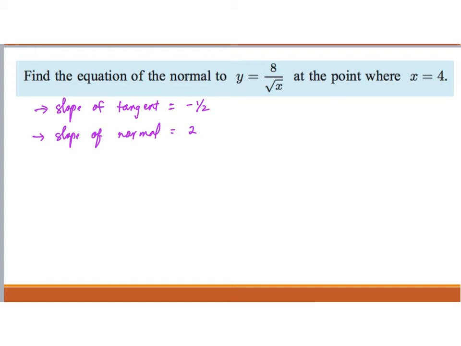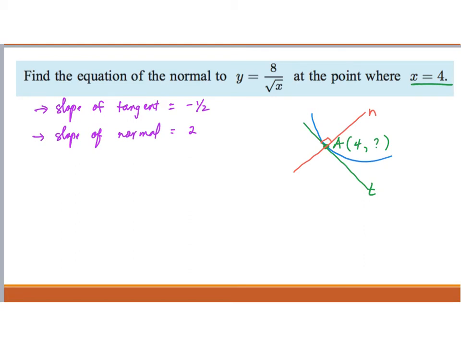So what we have now is, if this is the curve, and suppose this is the tangent line, and the point of tangency, we call it A, and the x-coordinate of A is 4. We don't know the y-coordinate. We know that the slope of t is negative 1/2. And if this line is normal to the curve at A, we know that the slope of that line is 2.